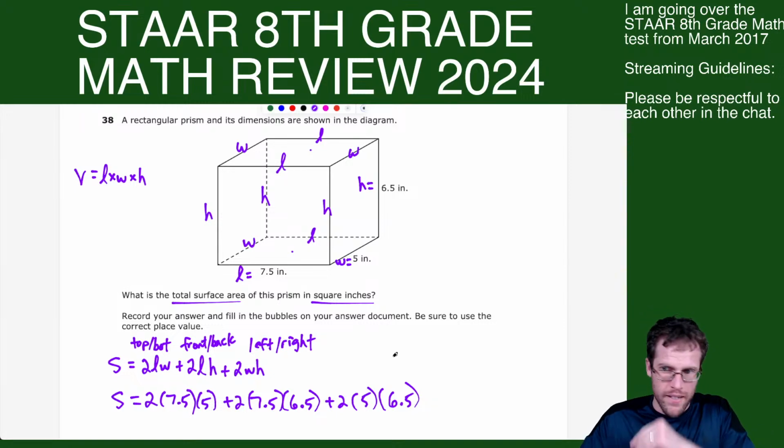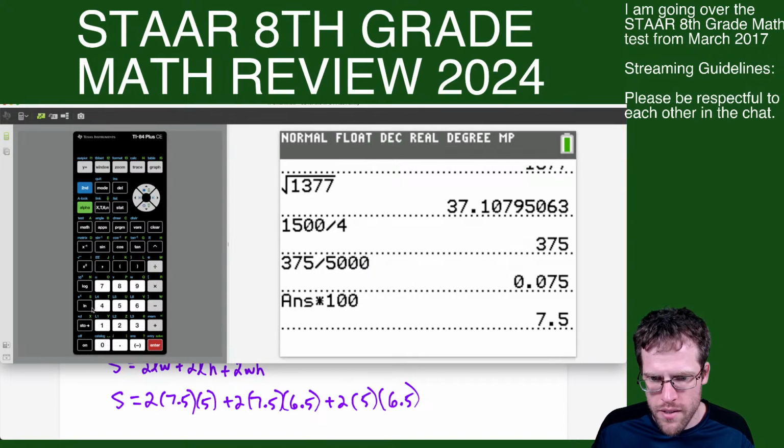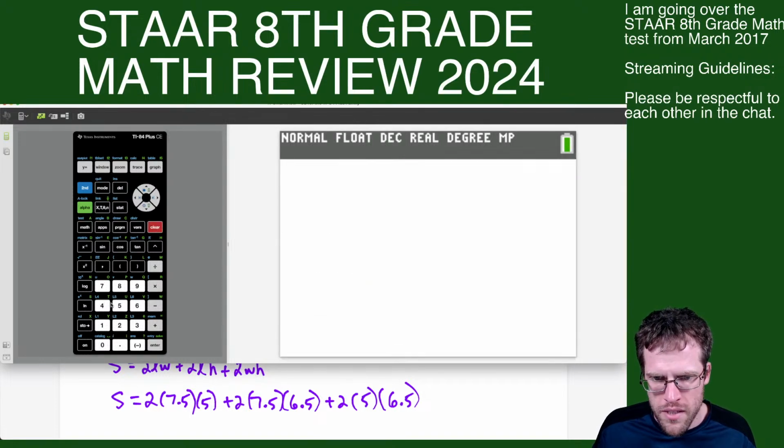Okay, so just plugging in very, very carefully. And you get a graphing calculator for the test. So with a TI-84 Plus CE like this, you could just type it all in one shot. I use parentheses for multiply. You could hit times or you could use parentheses, whichever one you can do faster. So plus 2 times 7.5 times 6.5.